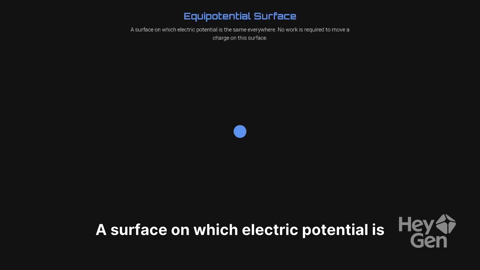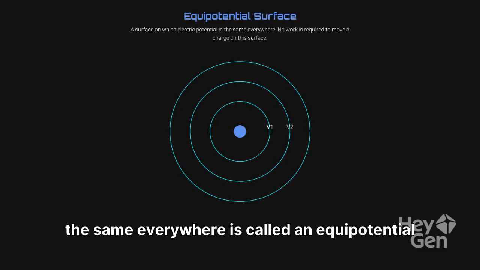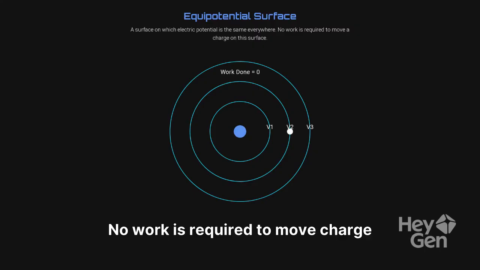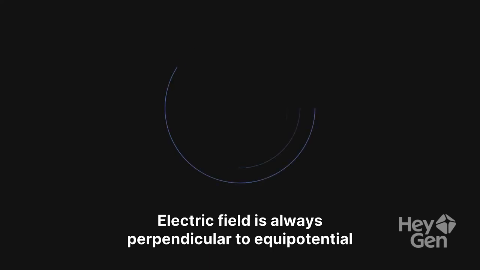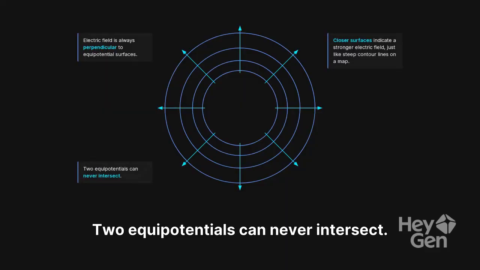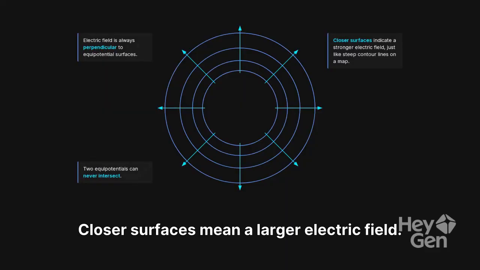A surface on which electric potential is the same everywhere is called an equipotential surface. No work is required to move charge on an equipotential surface. Electric field is always perpendicular to equipotential surfaces. Two equipotentials can never intersect. Closer surfaces mean a larger electric field.